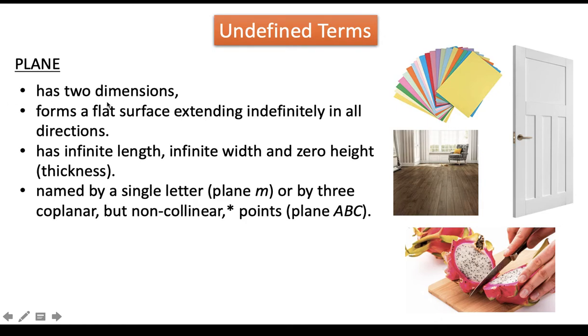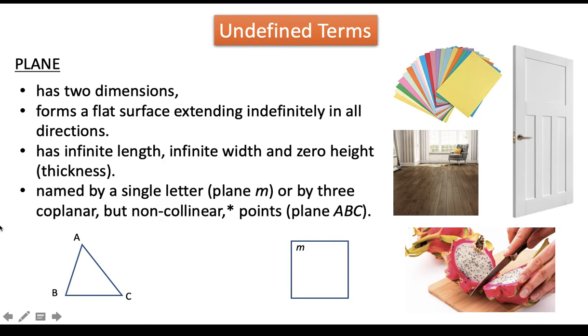It has two dimensions, and it forms a flat surface extending indefinitely in all directions. It has infinite length, it has infinite width, but it doesn't have height or thickness. And it is named using a single letter. Let's say this one is plane M, or it can be named using three coplanar points, but those points are non-collinear.